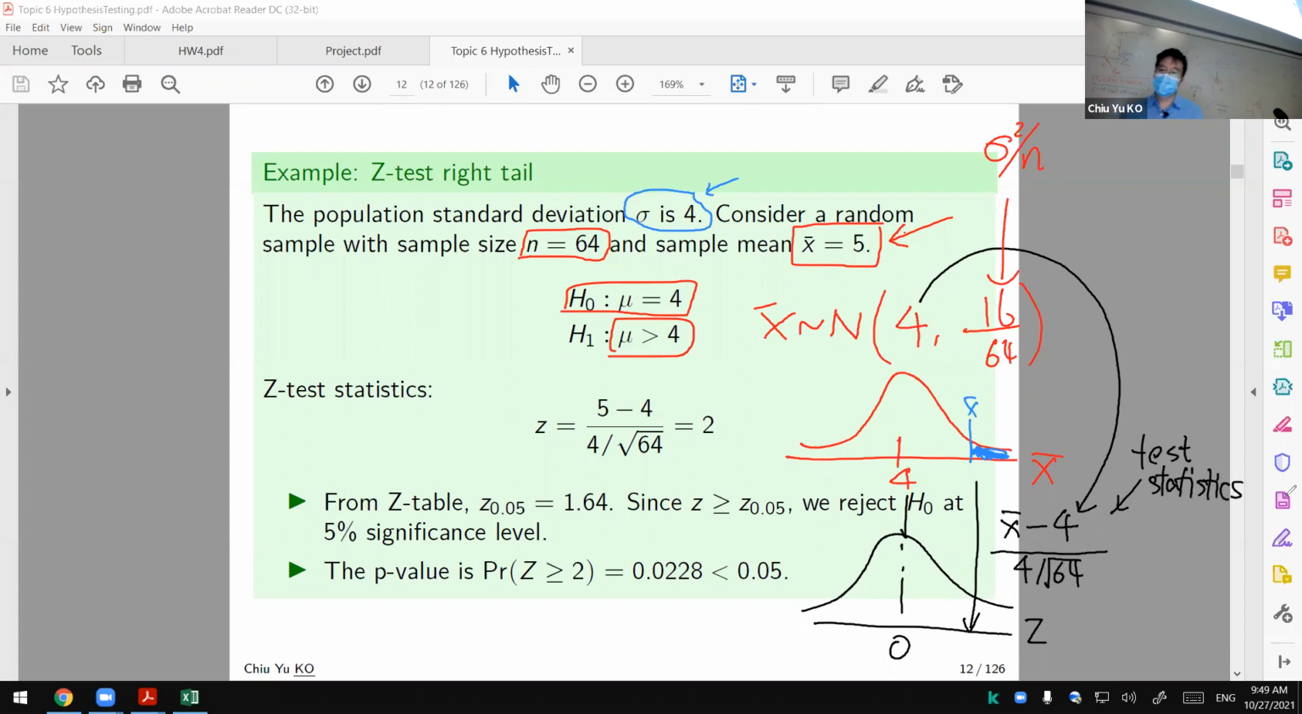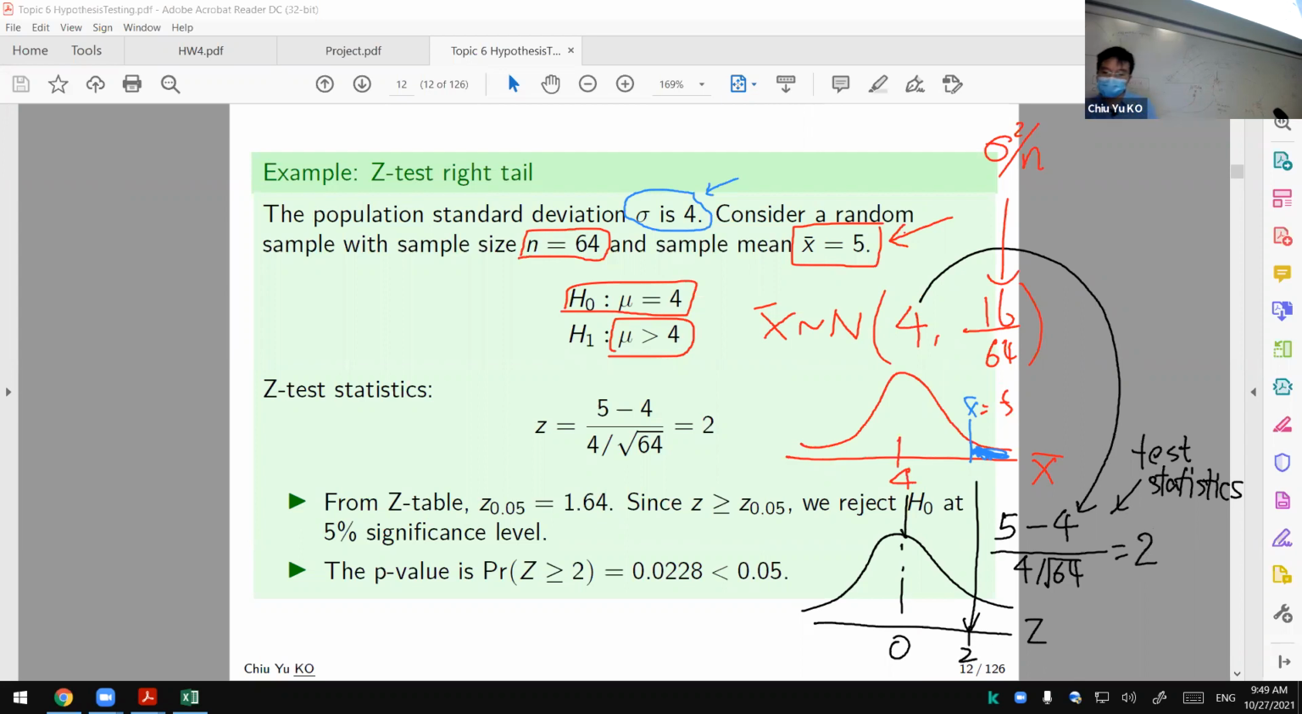And this X bar, the data, is 5 here. So we use 5. Let's change the number. This is 5 now. So we have a 5 here. The data is 5. So it turns out to be 1 over 4 over 8, so it's 2. So this is 2 here.